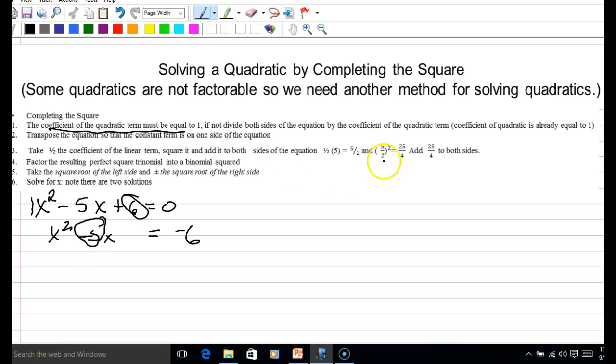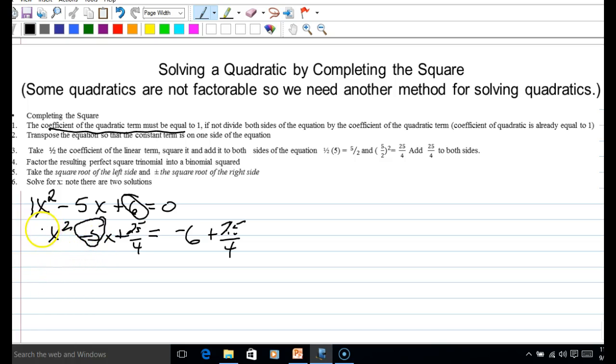So minus 5/2 squared: the way I square a fraction is I multiply it times itself, so that's 5/2 times 5/2, which would be 25/4. So I'm going to add 25/4 here to this side of the equation. But what I do to one side of the equation, I have to do to the other. So I must add 25/4 here too. So take 1/2 the coefficient of the linear term. 1/2 of minus 5 is minus 5/2. Then you square it. Minus 5/2 squared is 25/4.